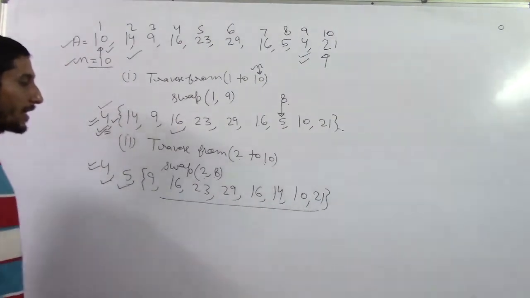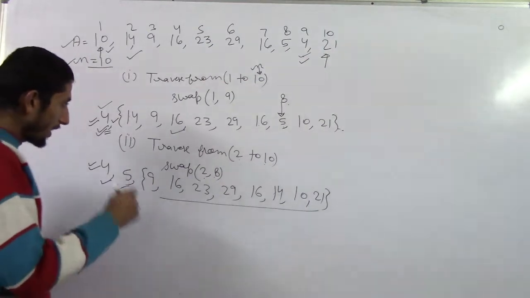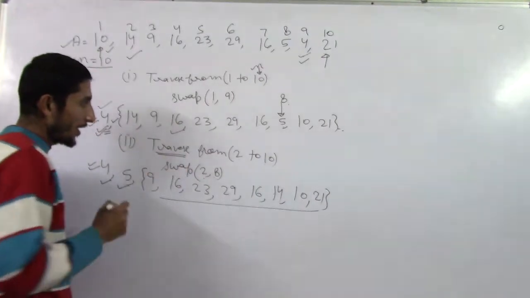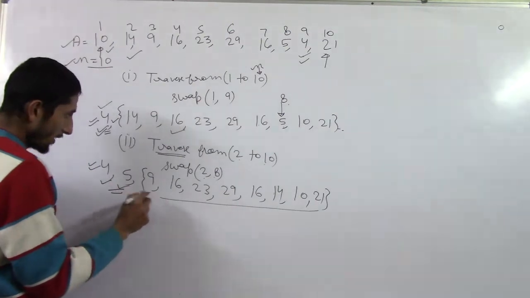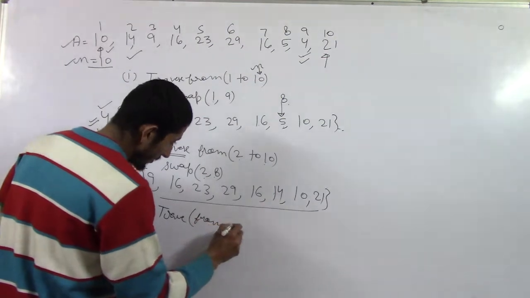What I want to convey to you is that I am going to repeat these statements again and again. Are you following this? But first of all, I start with 1, then I start with 2, and the next time I will start with 3 because 2 elements were sorted. What I will do, I will traverse from 3 to 10.